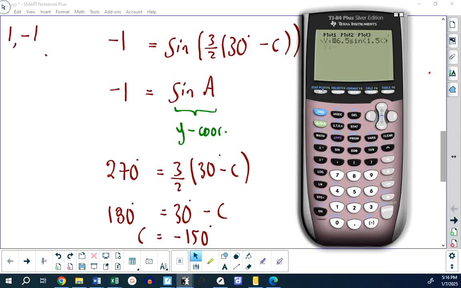So I'm going to now plot that new equation, 6.5 sine 3/2 bracket x minus negative 150 this time, close brackets, and then minus 5.5. And I'm going to just change the animation of this to demonstrate to you that you get the exact same graph, even though you have a different value of c.